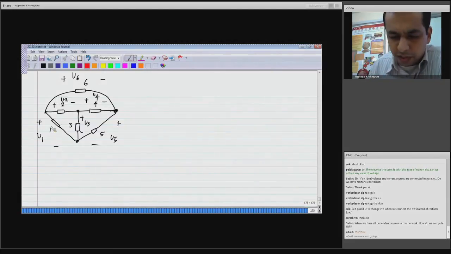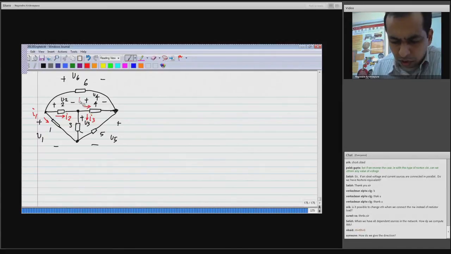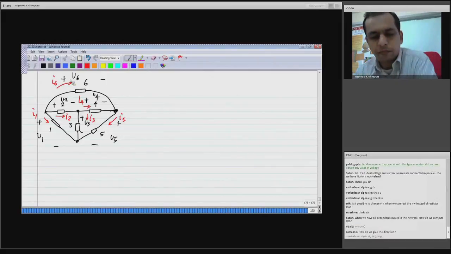V6, and then I'll also label the currents consistent with the passive sign convention: I1, I2, I3, I4, I5 and I6. Okay.